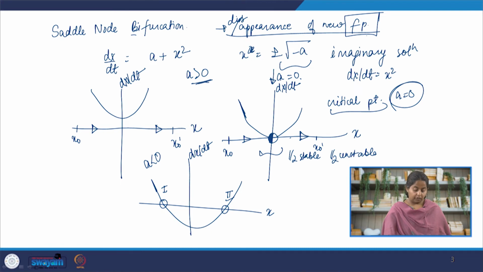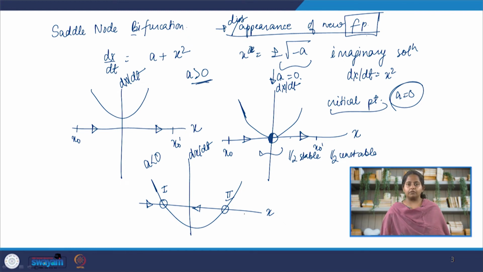Fixed point 1, on the left side dx/dt is positive, the curve is above the x-axis, the flow is towards right. Since dx/dt is positive, which means x is increasing, x is going to move towards plus infinity. Between the two fixed points, dx/dt is negative, which means x is going to reduce and the flow is going to be towards minus infinity, x is going to decrease.